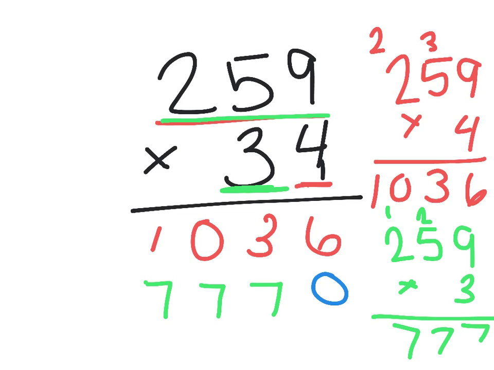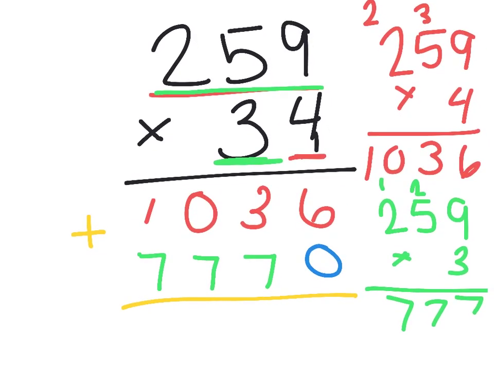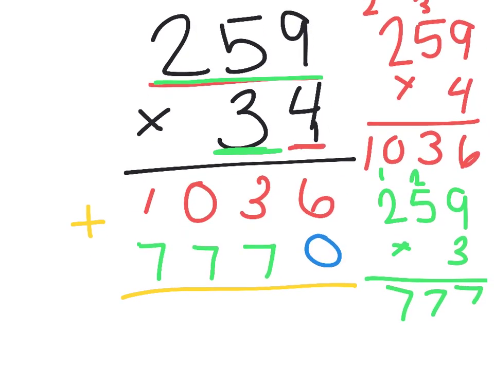And my last step, step 4, is to add. I'm going to shift this up just a little bit. So I'm going to add. 6 plus 0 is 6. 7 plus 3 is 10, so I'm going to carry the 1. 7 plus 1 is 8. 7 plus 1, 8. 8,806 is my answer.